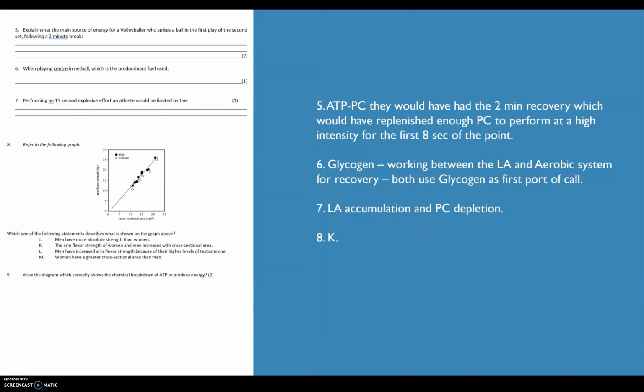Question 8, refer to that graph. So K there, you can see the trend being that the arm flexor strength for the women increases, and the men as well increase with the cross-sectional area. So that was fairly straightforward there. With the diagram, chemical breakdown, you'll know that in your book. It's ATP, and then as we break away the one molecule, energy is released, and then when we resynthesize, it's the other way with our energy systems. If you don't have that correct, please go to your resources and copy that diagram down.